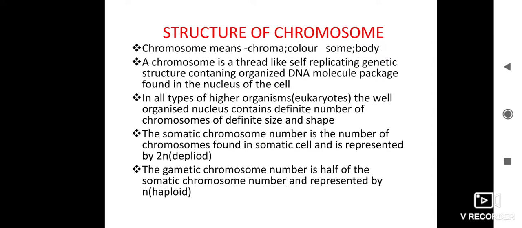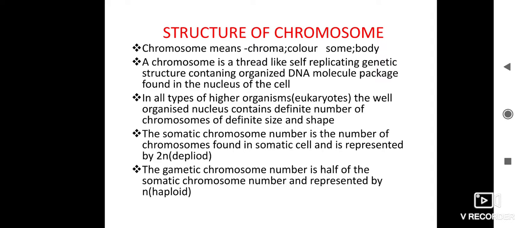First, discuss the structure of chromosome. Chromosome means chroma means color, soma means body. A chromosome is a thread-like self-replicating genetic structure containing organized DNA molecule package found in the nucleus of the cell. In all types of higher organisms, the well-organized nucleus contains a definite number of chromosomes of definite shape and size.